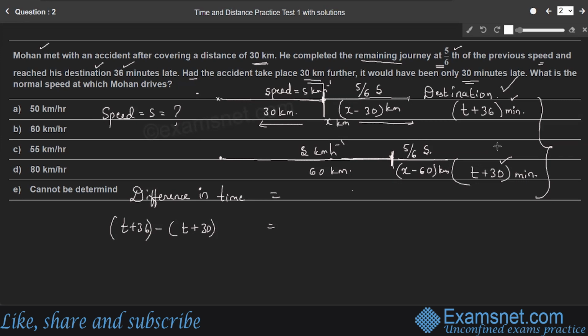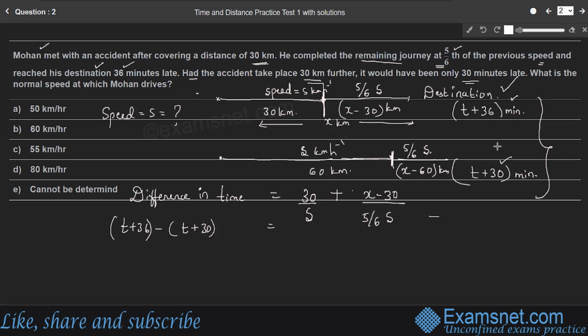So we can divide the distance covered by him into two parts: before he met with the accident and after he met with the accident, right? Before the accident, distance covered by him was 30 kilometers, with speed s, right? Plus after the accident, distance covered by him was x minus 30 kilometers and the speed was 5 by 6 of s, right?